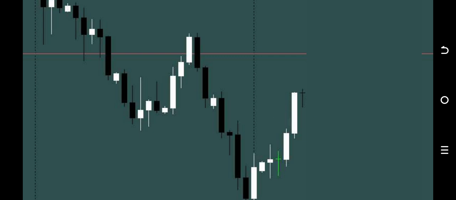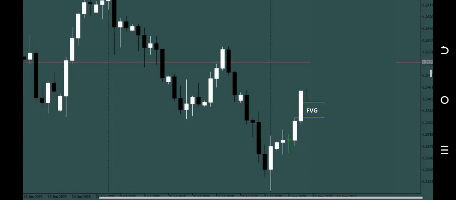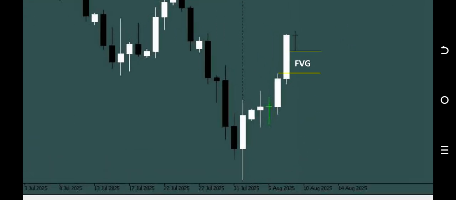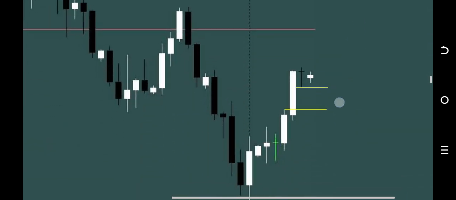Now you wait for price to come down into the fair value gap. If it gets rejected, if it's a rejection candle, then this is a huge opportunity for you to ride the market upward. Let's take a look. First of all, you map out your fair value gap. Then you wait for the next candle on that same time frame, because we are on the daily time frame.